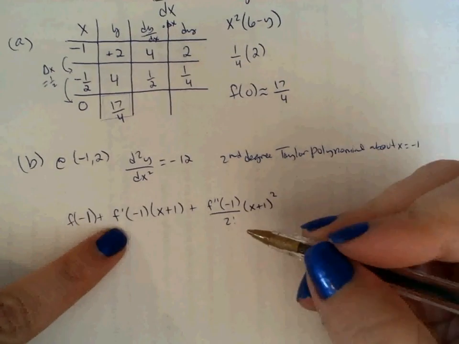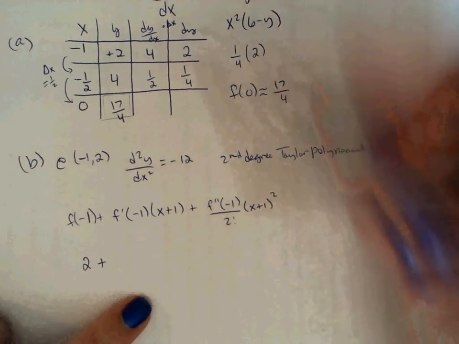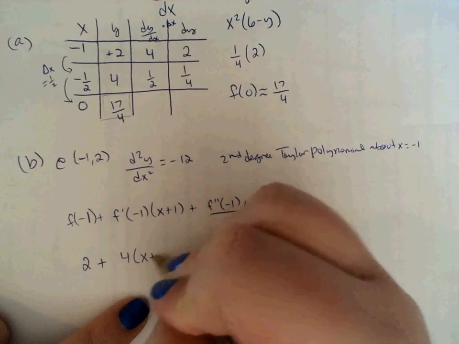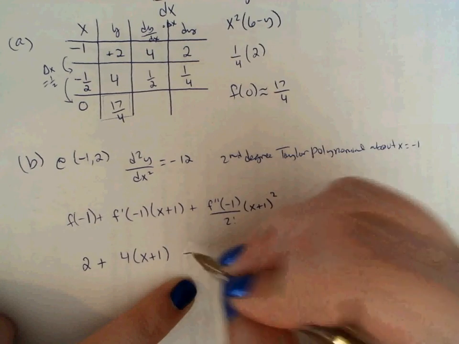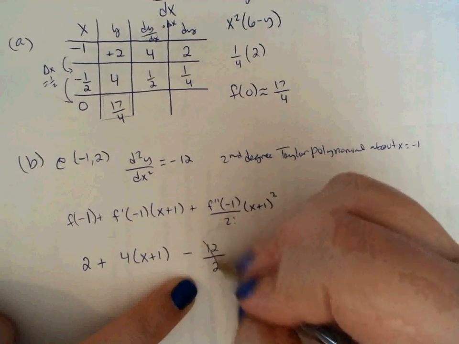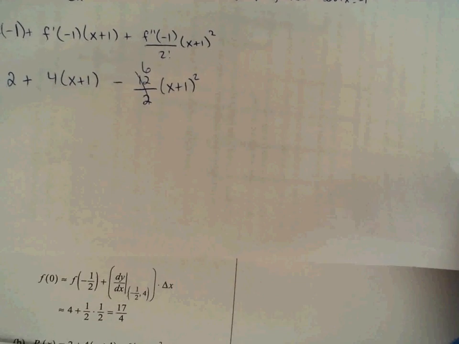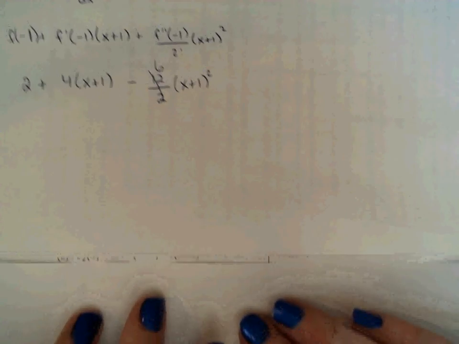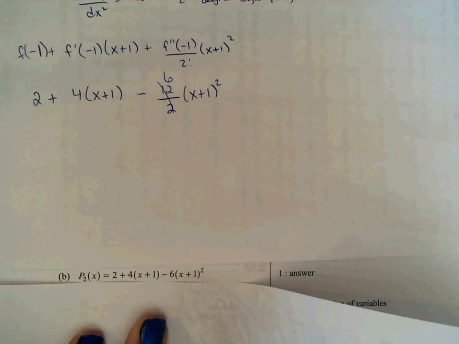So f of -1 is 2. F prime at -1, we said f prime at -1 was 4. The derivative was 4 times x plus 1. And the second derivative is -12. So minus 12 divided by 2 factorial, which is 2, or just 6, times x plus 1 quantity squared. So let's make sure we're correct. And just so you can see, it's 2 plus 4 times x plus 1 minus 6 times x plus 1 quantity squared. Perfect. Okay.